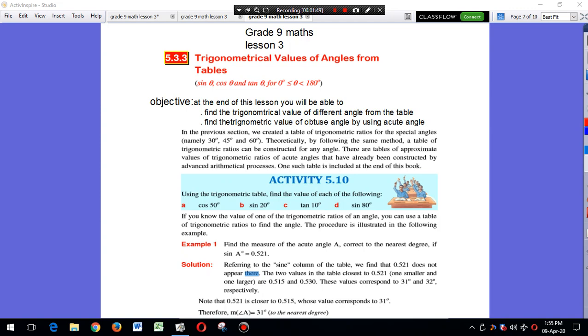Theoretically, by following the same method, a table of trigonometric ratios can be constructed for any angle. There are tables of approximate values of trigonometric ratios of acute angles that have already been constructed by advanced arithmetic process. One such table is included at the end of this textbook.